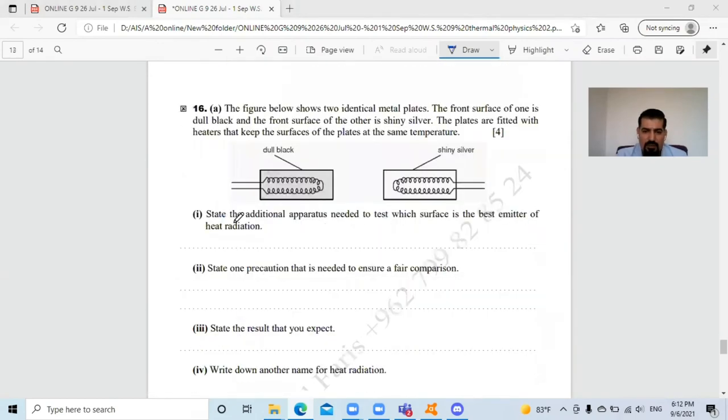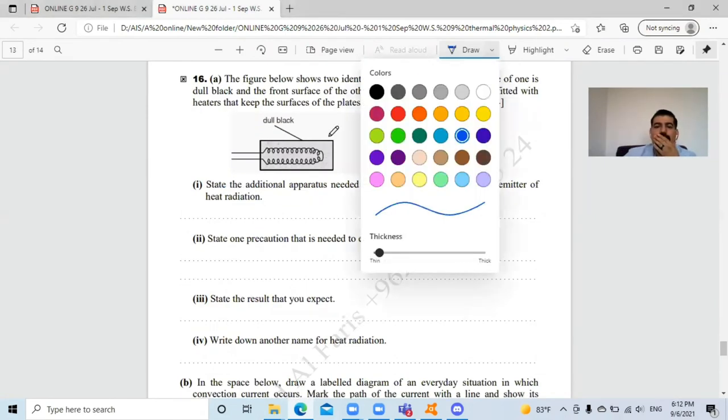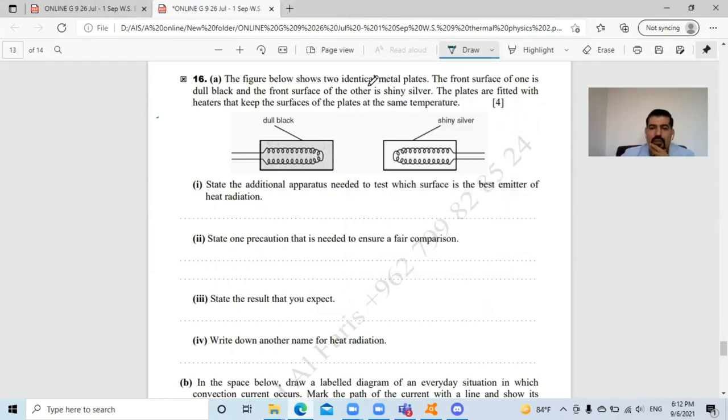What did they say? Another experiment about transferring heat. Question 16. What do they say here? The figure below shows two identical metal plates. The front surface of one plate is painted black and the other one is painted shiny silver. The plates are fitted with heaters that keep the surface of the plates at the same temperature. So for example, the heater heats to 300. Okay, during heating, same temperature.